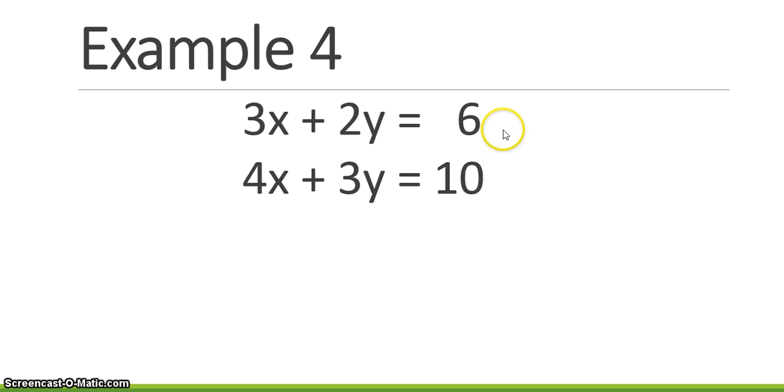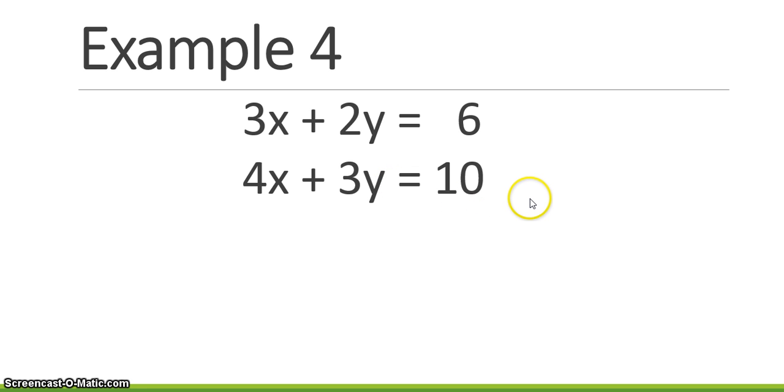Here it is, 3x plus 2y is equal to 6 and 4x plus 3y is equal to 10. Notice that both equations are in standard form here, so I must use the elimination method. However, when I look at the coefficients of x and y, I find that both pairs are different values. Here the coefficients of x are 3 and 4, different values, and the coefficients of y are 2 and 3, different values. So what do I do to eliminate one of the variables?